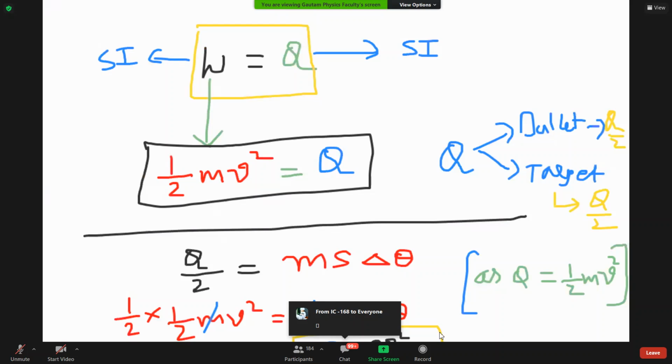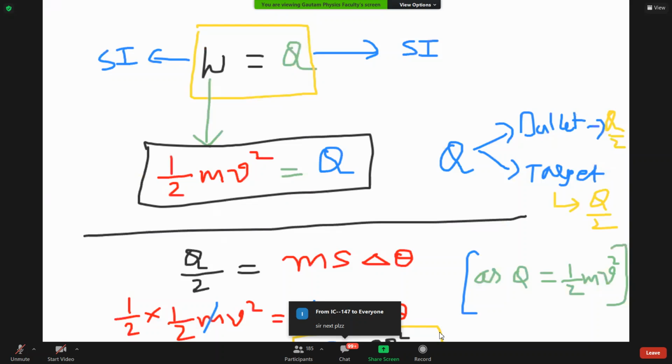Is it clear? So I explained just the basic applications. When you try to solve some problems you will find some difficulty, so I will discuss those things and clear them up. Nothing to worry about. Okay.